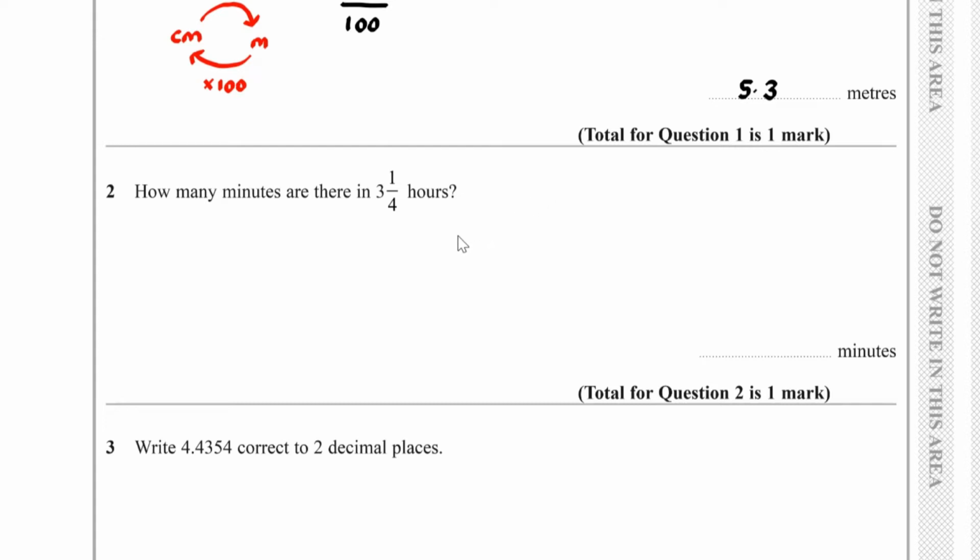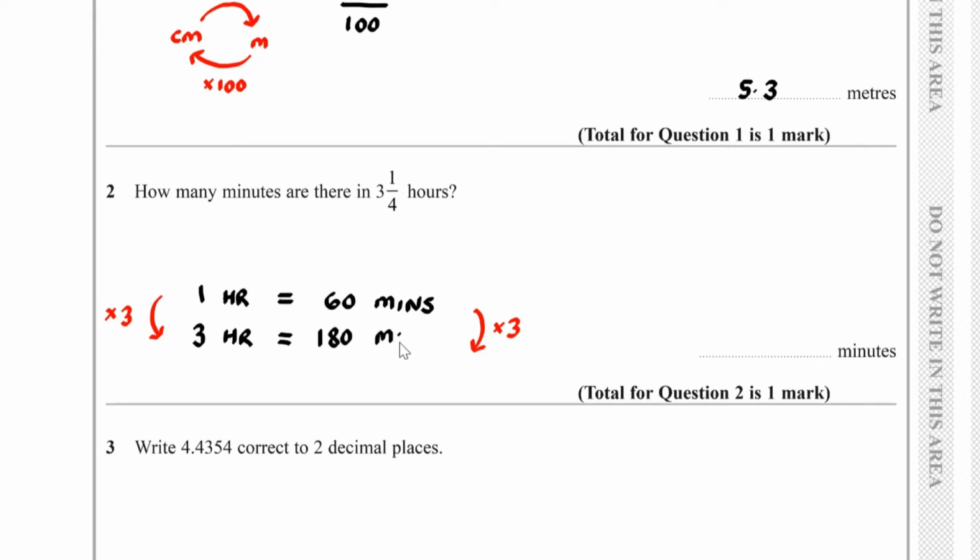Question number 2. How many minutes are there in 3¼ hours? Well, we know that in 1 hour there are 60 minutes. And so in 3 hours there will be 3 times as many minutes, which is equal to 180 minutes.